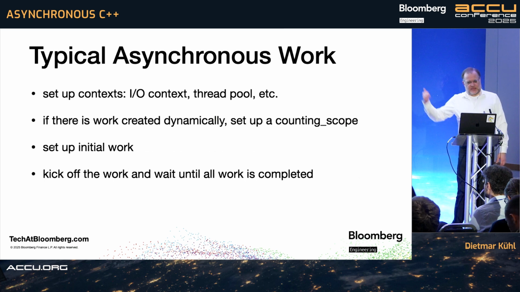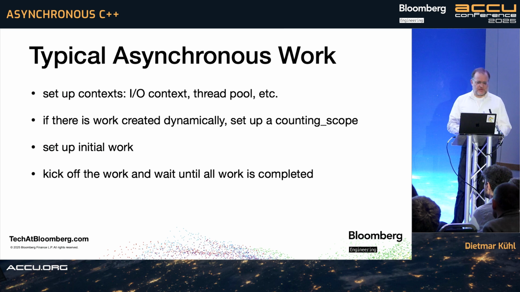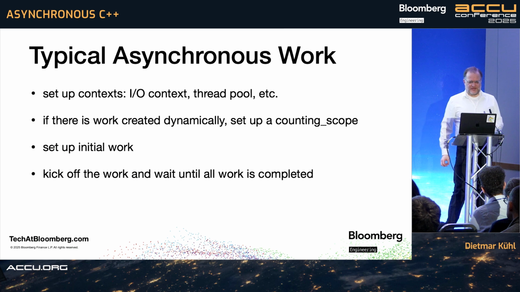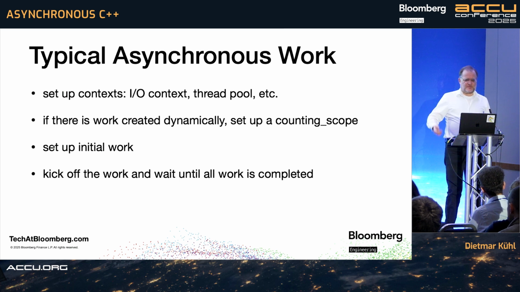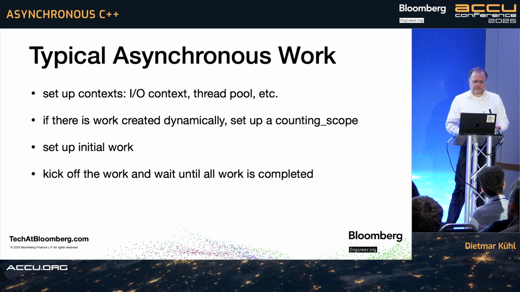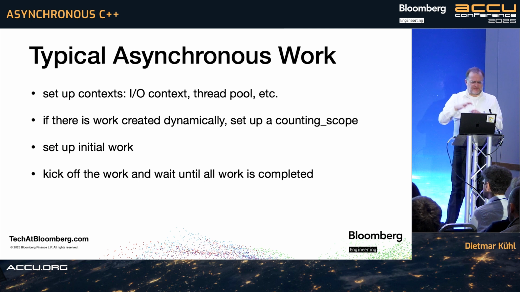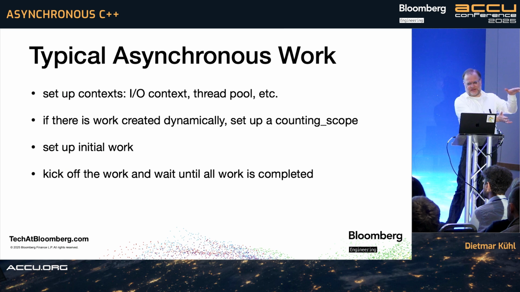As I described a moment earlier, this is the typical asynchronous work, and how I imagine it would normally be used: you set up an I/O context or a thread pool, depending on whether you do I/O or computations. You may have both, because you do both a networking interface as well as computations. Once you have set that up, you create initial work and set up accounting. This is needed if you have dynamically created work; otherwise you don't need a counting scope. If you know all your work, you can probably deal with something like a manual approach.